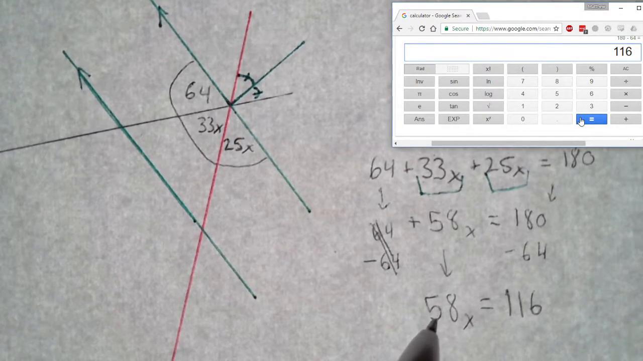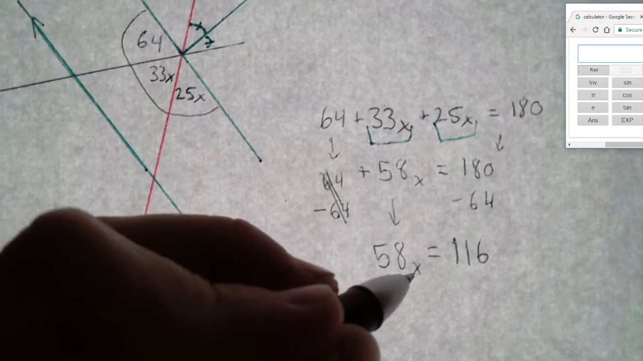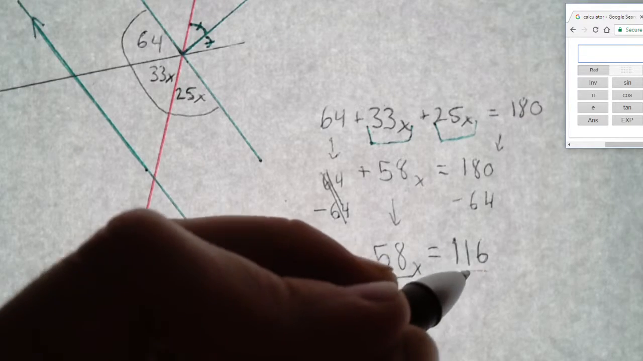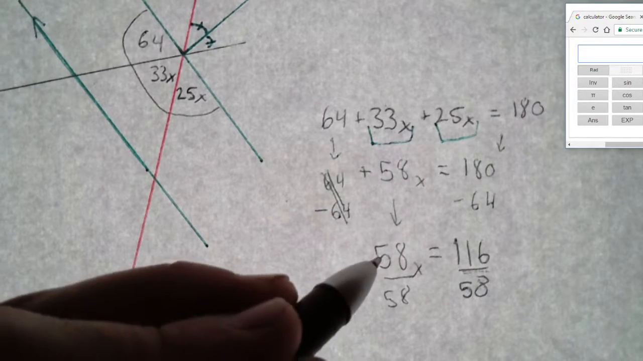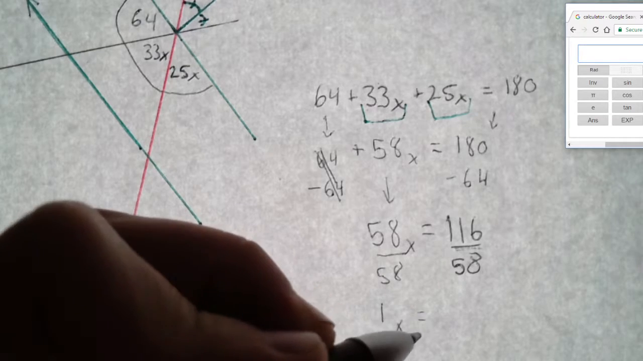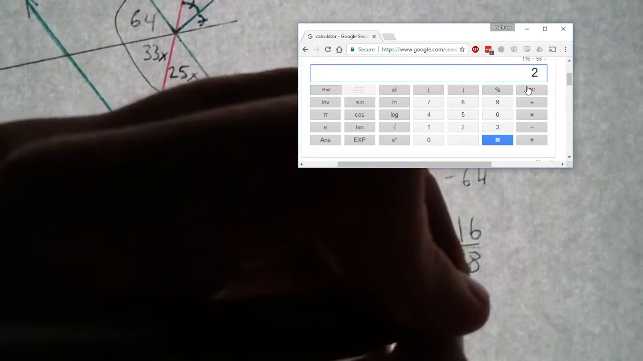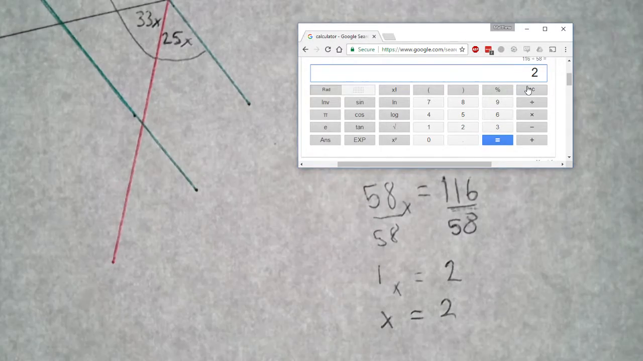Now I have 58 times x, so I need to divide by 58. If I do it to the left side, I need to do it to the right side. Divide by 58. 58 divided by 58 gets me 1x equals 116 divided by 58. It's a really nice number, but I'll just prove it to you. 116 divided by 58, 2. If 1x is equal to 2, that means I can just say that x is 2.